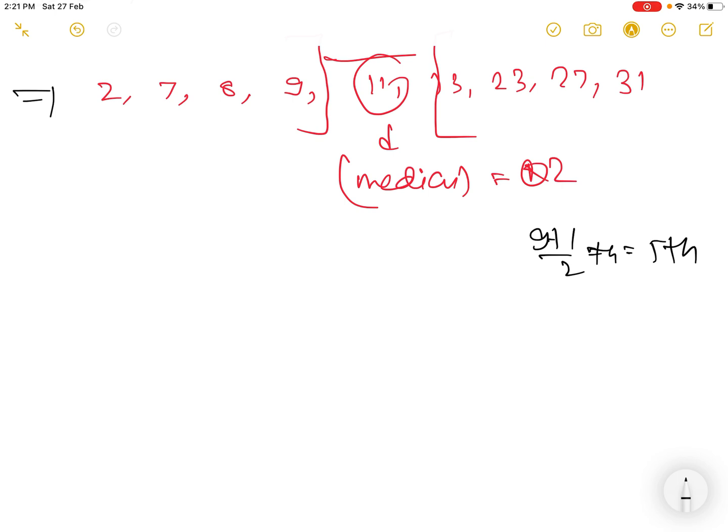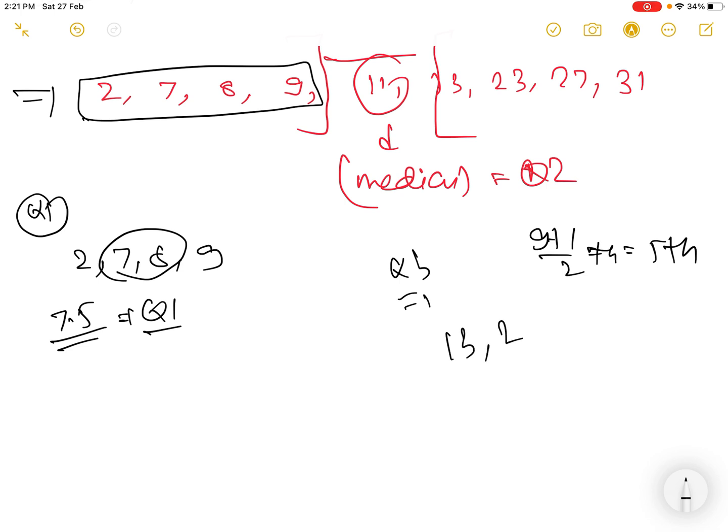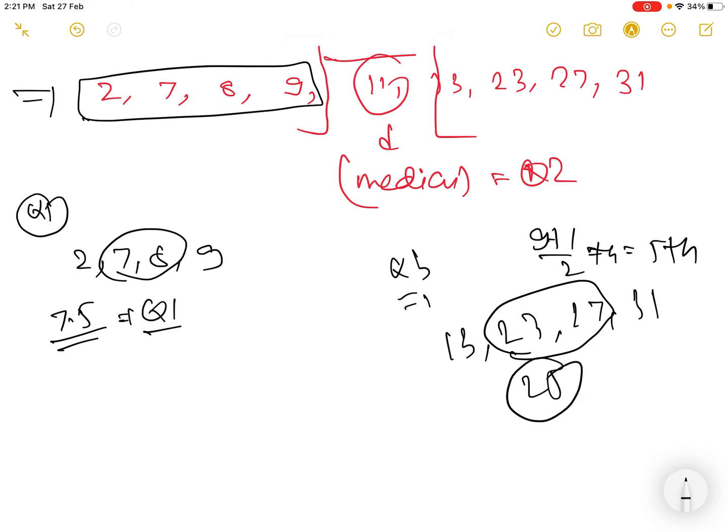Now when you calculate quartile 1, you will take only these four numbers: 2, 7, 8, 9. You find the median of this by taking the average of 7 and 8. This will give you 7.5, which will be your quartile 1. And for the third quartile, you will find the median of the upper set of numbers, and this will come to 25. This is your third quartile. So this is how you calculate the median, quartile 1, and quartile 3. Now let us see the interquartile range.